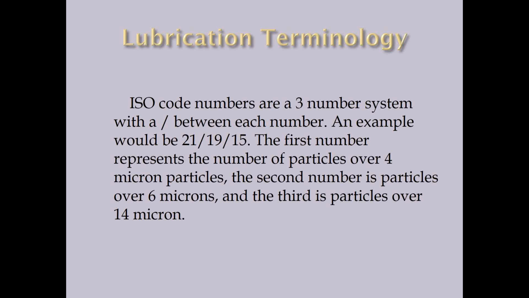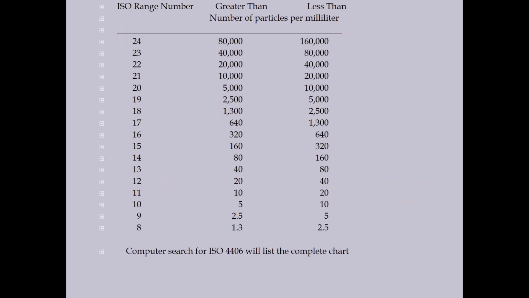So the first number in this series represents the number of particles. The 21 represents the number of particles that are larger than 4 microns. The 19 represents the number of particles that are larger than 6 microns. And the third number, the 15, is the number of particles that are larger than 14 microns. Now, larger than 14 microns means that the particle could be 25, 50, or 100 microns in size. It doesn't get down to that detail unless you ask for more information in your lab analysis, but those are the high wear particles there, the ones in that 15 range.